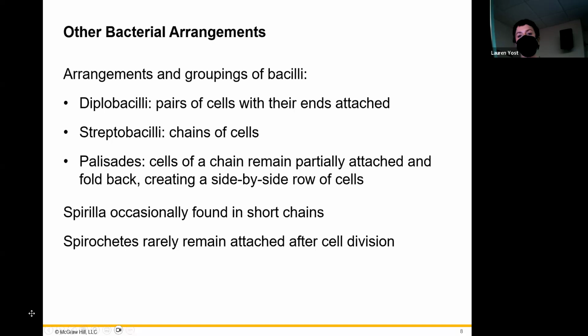And then palisades. So what's a palisade? A palisade, they're like a fence. So they're right next to each other, like fence posts. So obviously only bacilli would be able to do this. You'd have to have that rod shape in order to be able to tell the difference between end to end versus side to side. So palisades, and it's actually a term that we use in architecture for fences, for barriers. Just like fences. I don't really care too much about how the spiral shaped ones arrange themselves. I won't test you on that.